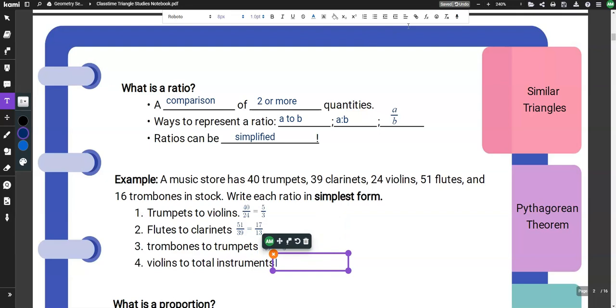And finally, we want our violins to the total instruments. Now, I added the instruments together. 40 plus 39 plus 24 plus 51 plus 16 is going to be 170. So we have 24 violins over 170 total instruments. And those are both divisible by 2. So our final ratio is 12 violins out of the total of 85 instruments.